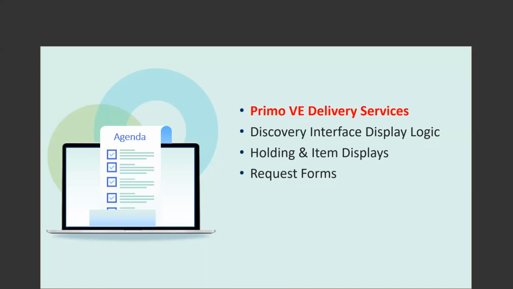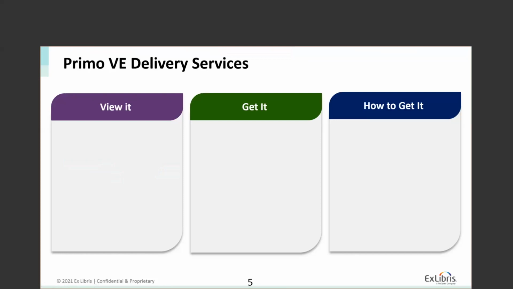So we're starting with Primo V delivery services. Delivery services refer to the services patrons will be using to access resources, and it depends on the type of inventory. There are 3 different methods of delivery: View It, Get It, and How to Get It.